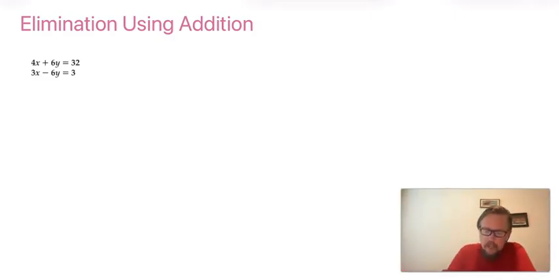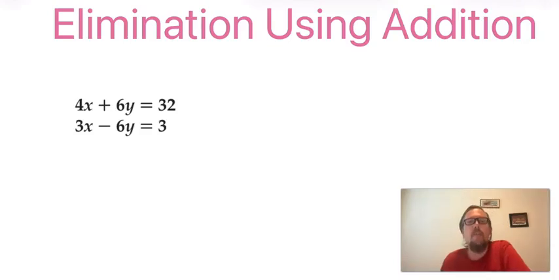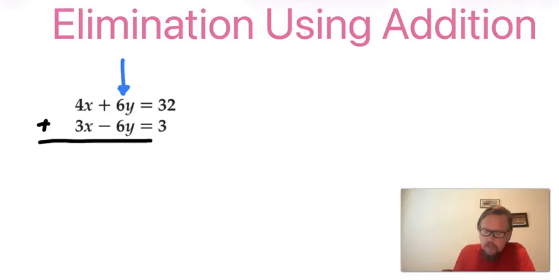What I mean by that is we look at these two equations that we have, 4x plus 6y equals 32, and 3x minus 6y equals 3, and we notice that we've got a positive and a negative 6y. So the coefficients on the y are the same, except one's positive and one's negative. When that happens, that tells us that we are ripe to do the elimination method, which just means add the two equations together. Just combine the like terms.